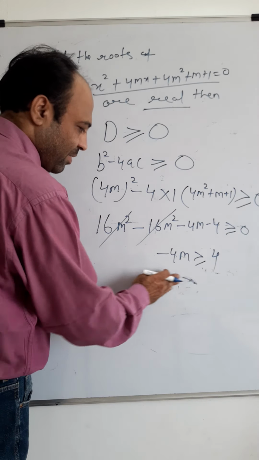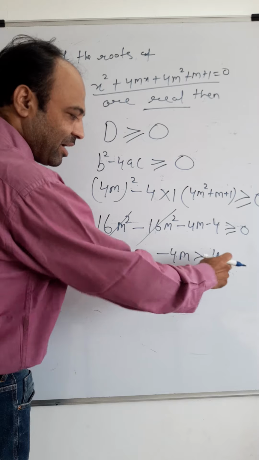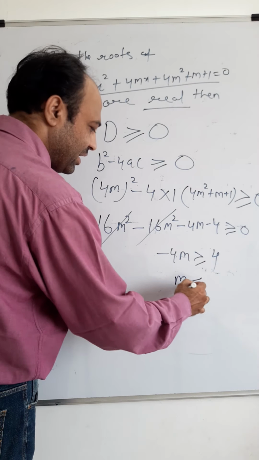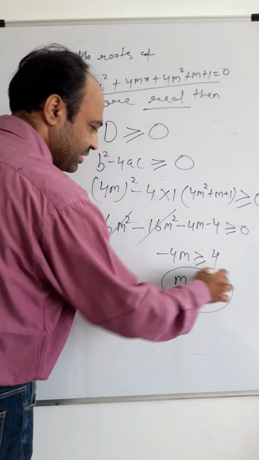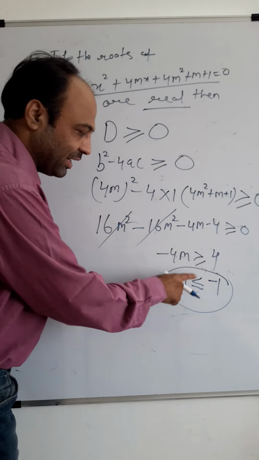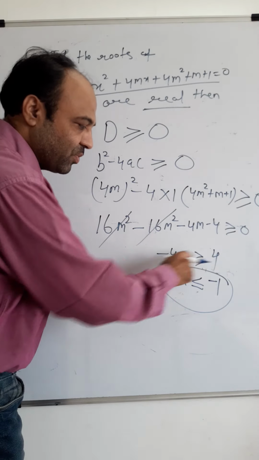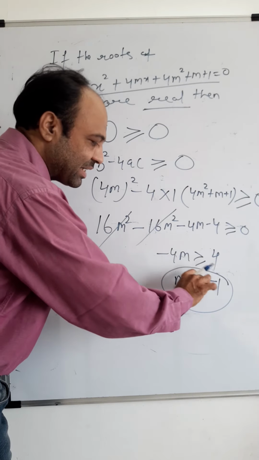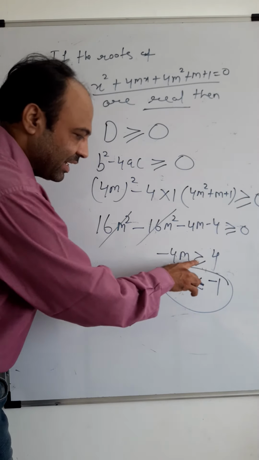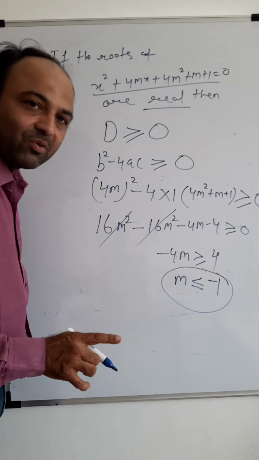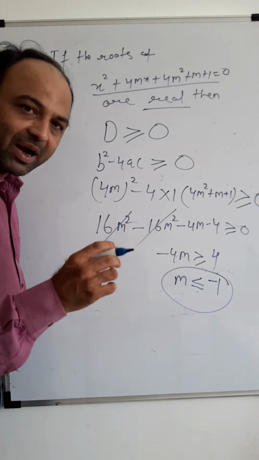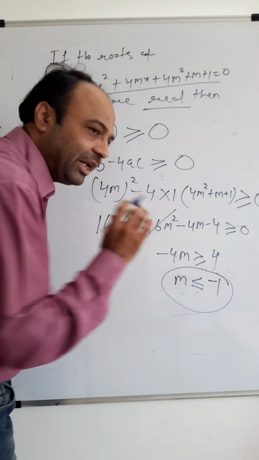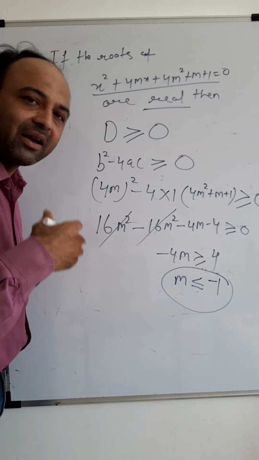See here, when you multiply to get m, we have to divide by minus 4. So the inequality sign gets changed. This is very important for inequality. When you multiply or divide by minus 4 in this equation to get m, the inequality sign will get reversed. Here it is greater than, here it becomes less than or equal to. When you multiply or divide by a negative number in an inequality, the inequality sign gets reversed.